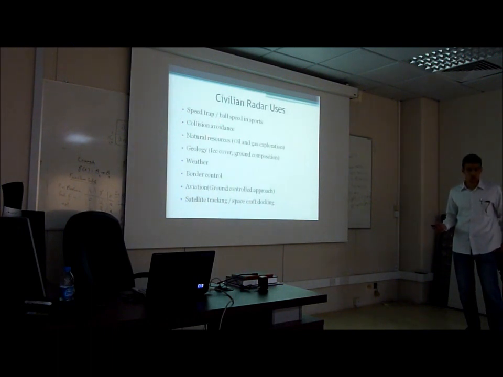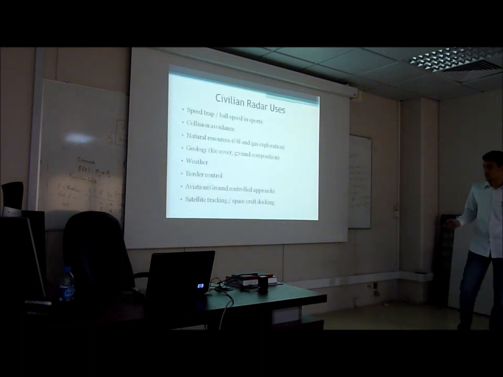Collision avoidance in ships and aircraft, natural resources, oil and gas exploration. In fact, CACS is now building a radar to reduce the costs of oil exploration in the kingdom. Geology, ice covers, ground compositions, weather, border control, and in aviation, ground control approach. When it's bad weather landing, they use radar to land the aircraft, and also in satellite tracking and spacecraft docking.